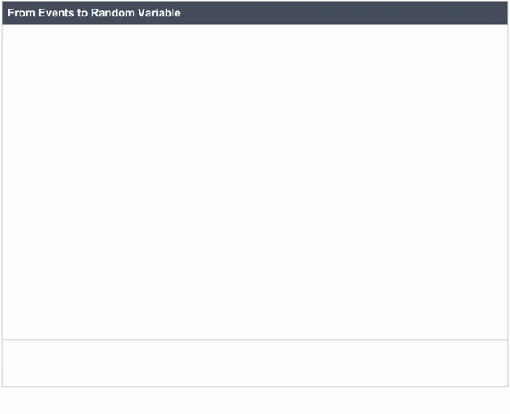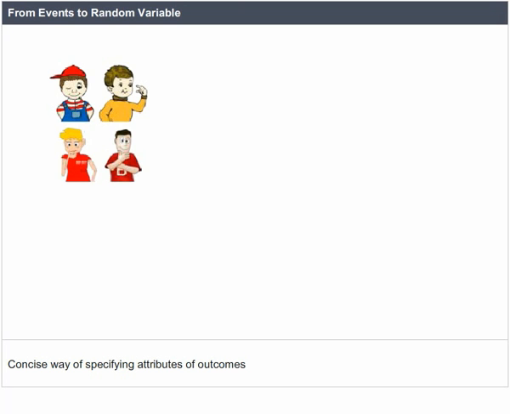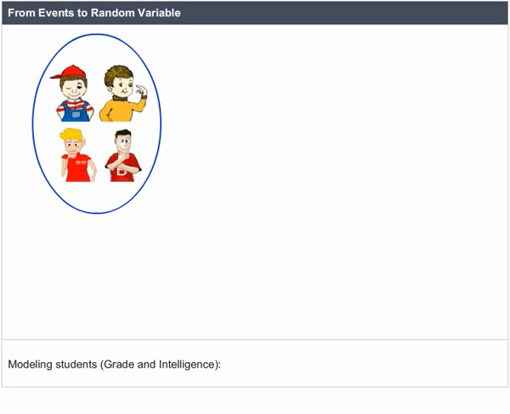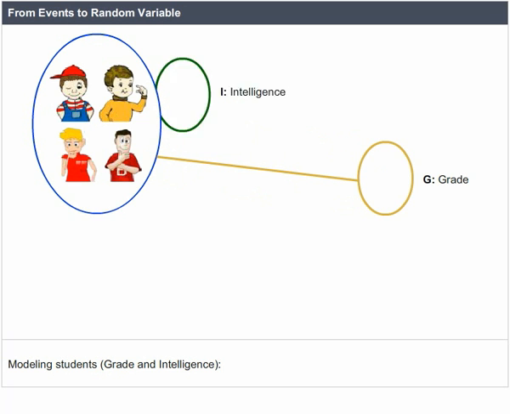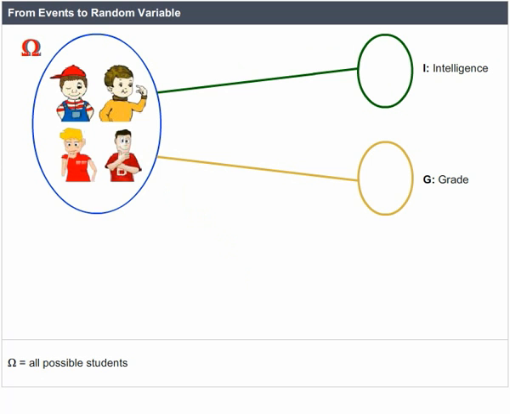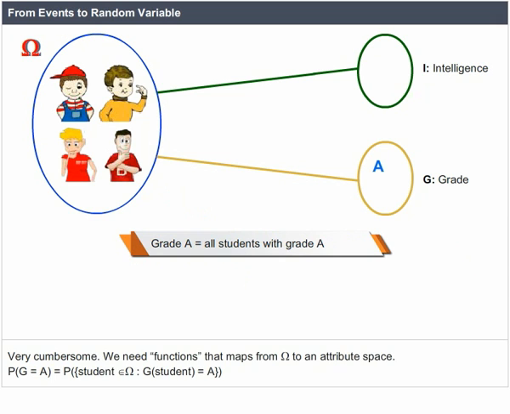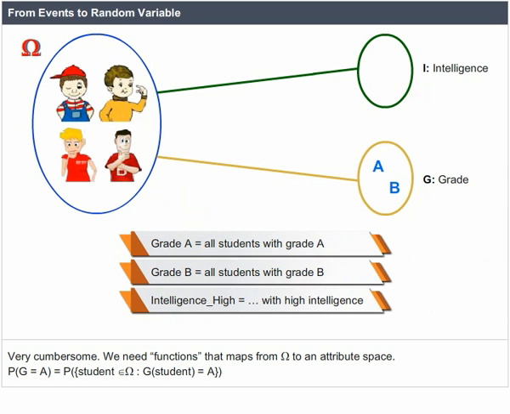From events to random variables: a concise way of specifying attributes of outcomes, modeling students, grade and intelligence. Omega is equal to all possible students. What are events? Very cumbersome. We need functions that map from Omega to an attribute space. Probability of G equal to A equals probability of student belongs to Omega such that G of student equal to A.